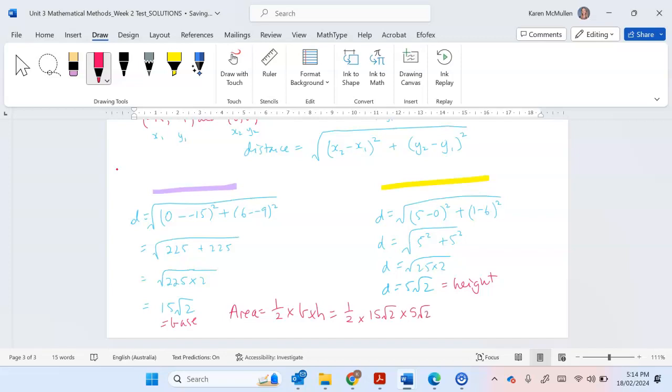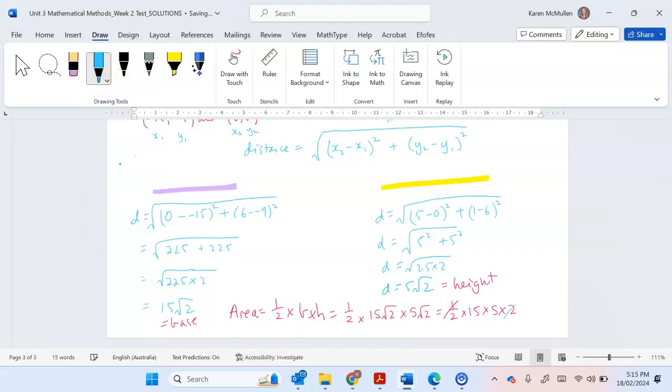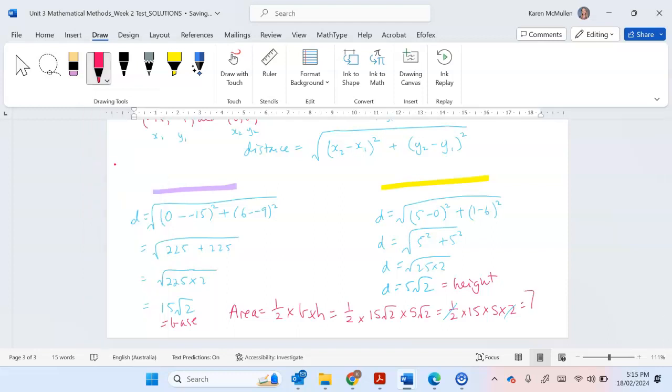Now, the fact that they're both root 2 is fantastic, because root 2 times root 2 is just 2, so it's half times 15 times 5 times 2. 2 times a half, they basically cancel each other out. So then we're just left with 15 times 5, which is 75, and if we didn't have units, we could just put units squared.